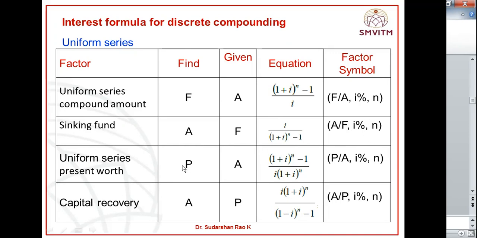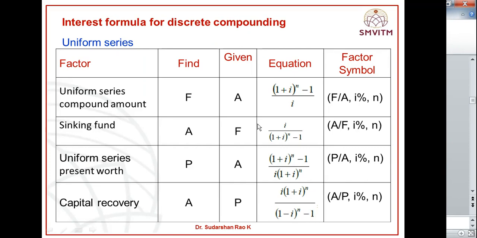Similarly, the third factor is the uniform series present worth, where for the given A, P can be calculated using the equation P equal to A into (1 plus i) to the n minus 1, divided by i into (1 plus i) to the n. The factor symbol is P by A, i percent, n. The last one is capital recovery, where for the given P, A can be calculated. That is A equal to P into i into (1 plus i) to the n, divided by (1 plus i) to the n minus 1. The factor symbol is A by P, i percent, n.